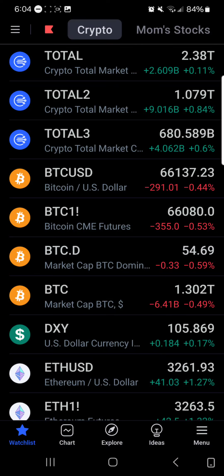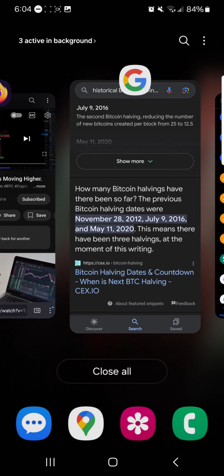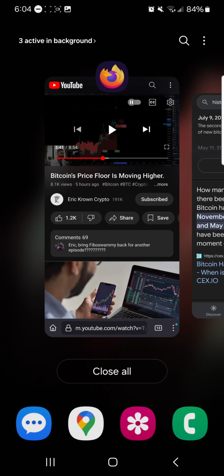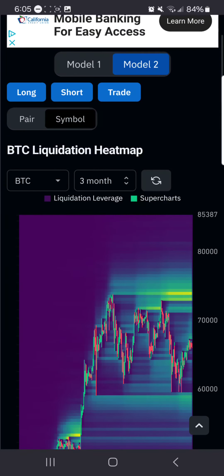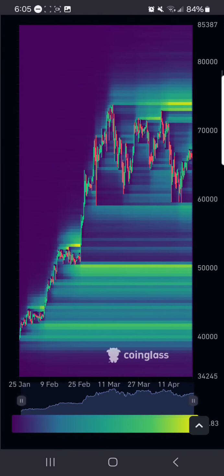The reason being, that's not what I wanted to do. The reason being can be seen here on the Bitcoin liquidation heat map. Now, we're looking at a 3-month. We are looking at the Bitcoin symbol in general, and we're looking at Model 2. And so the reason being would be to liquidate these people here under 60,000 down to about 55,000.